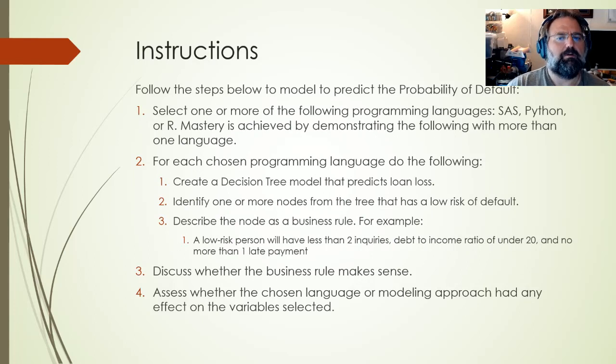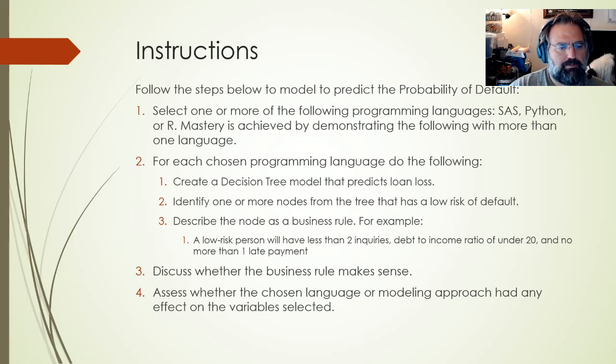So maybe I misspoke earlier. We'll see. Because it didn't seem like the 2 things made sense, because it's not exactly Bayesian. I guess you could say that the combination of those rules together in a chained fashion is Bayesian. But it's not a Bayesian network, right? Anyway, follow the steps below to model to predict the probability of default. Select one or more of the following programming languages, SAS, Python, or R, as we always do. Mastery is achieved by doing 2 or more. So 2 is good.